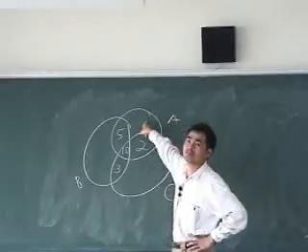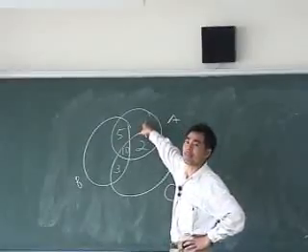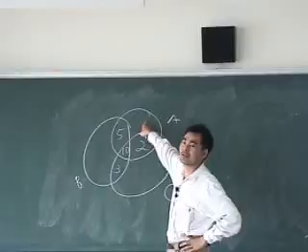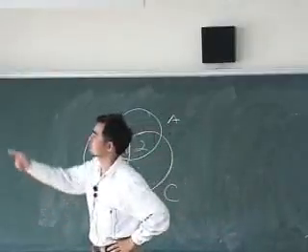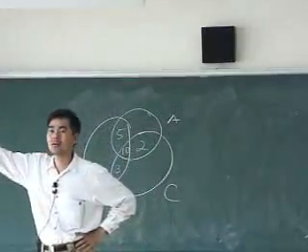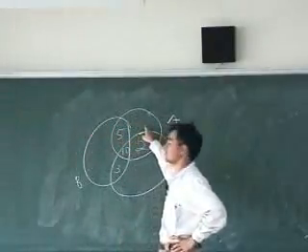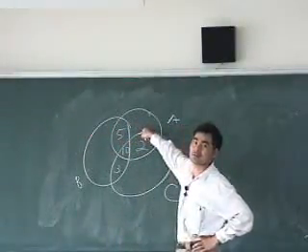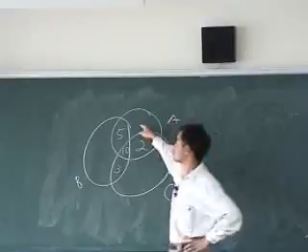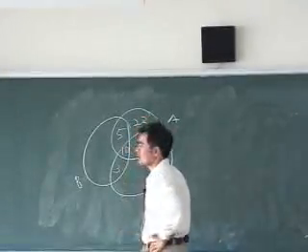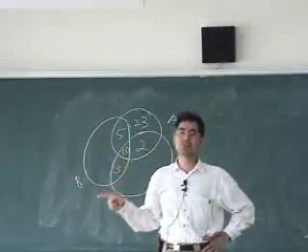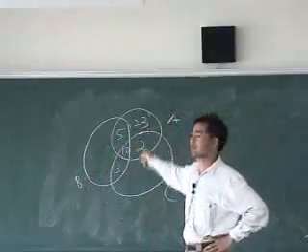How much for A? How much for A? 40, right? 40% join A. So how much should be here? How much? 23, right? So basically this kind of question, you just fill in the blanks. Okay, fill in the blanks.